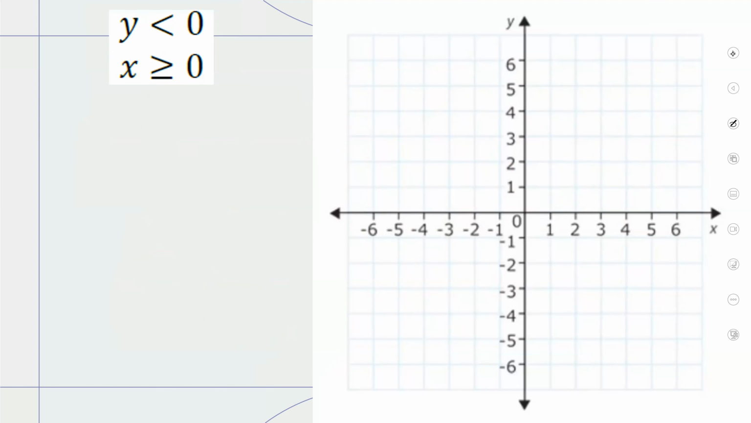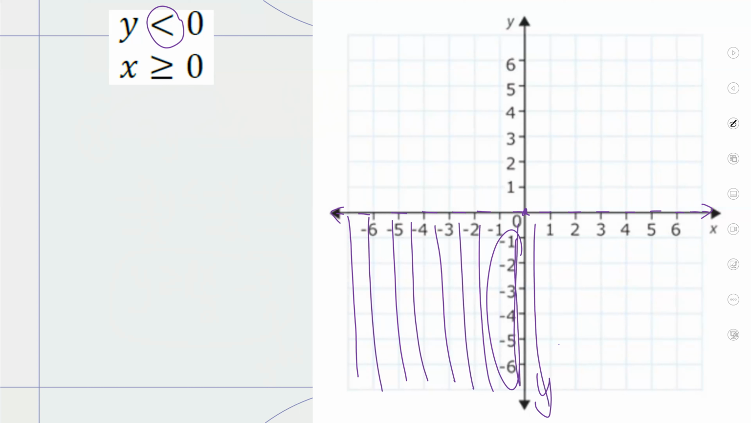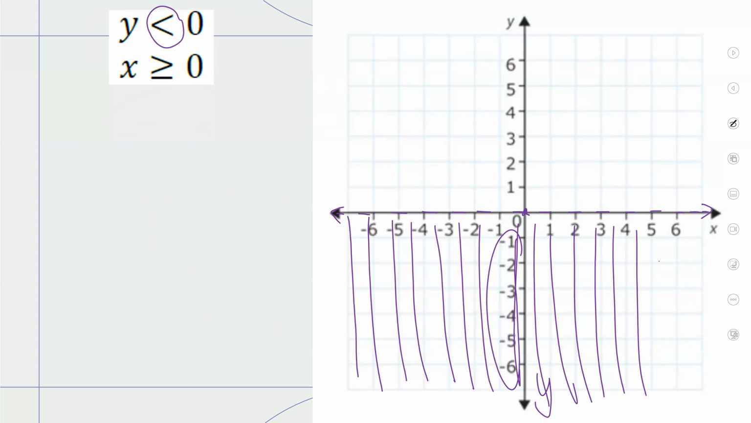Next, I have y is less than 0. So this is the y-axis, and here is 0 on the y-axis. So I'm going to draw a line that goes through 0 on the y-axis. This is the horizontal line that passes through 0 on the y-axis. So that's my line. And it says y is less than 0. So less than would be down here. These are all the y values that are less than 0. So this is the side that I need to shade. Less than, you need to shade below. Okay? Less means you shade below.